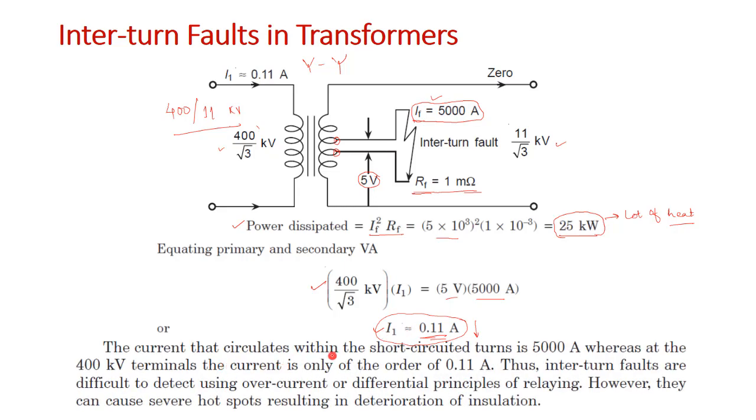So the current that circulates within the short circuited turns is 5000 ampere, whereas at the 400 kV terminals the current is only of the order of 0.11 ampere. Thus the interturn faults are difficult to detect using overcurrent or differential principles of relaying. However, they can cause severe hotspots. So that is the problem we will face. Severe hotspots it will create, resulting in further deterioration of the insulation.